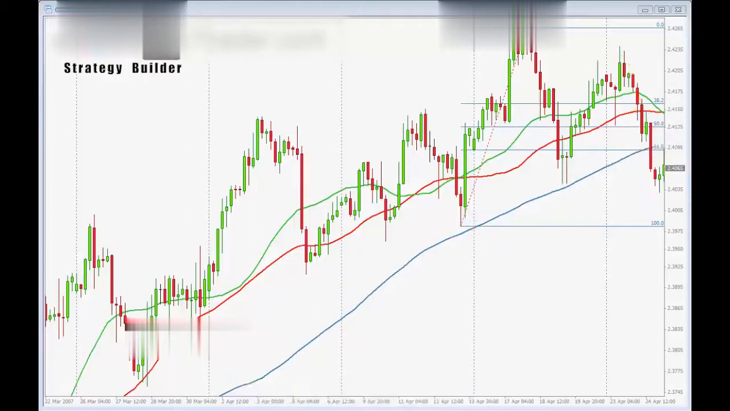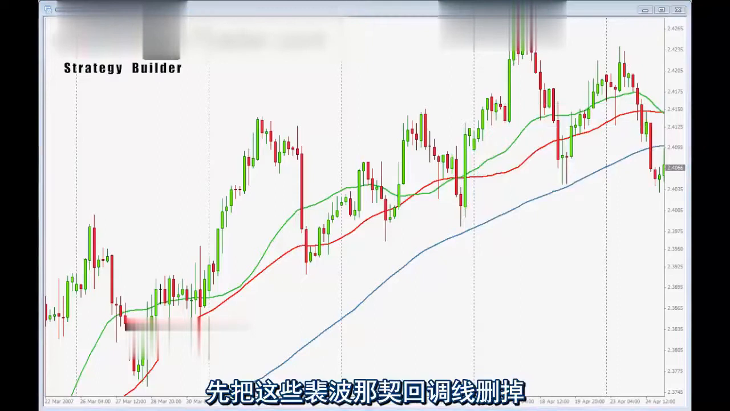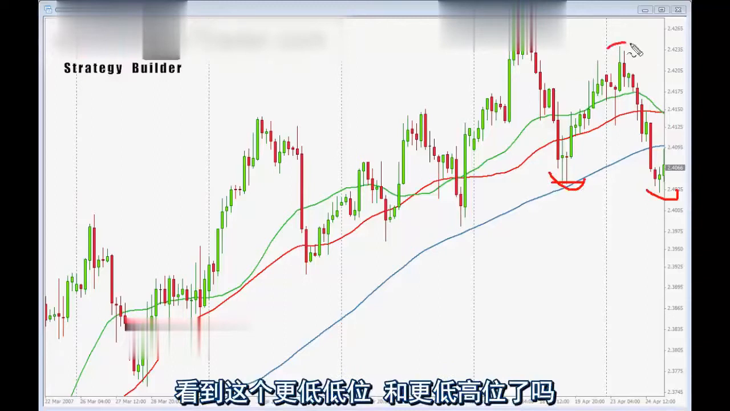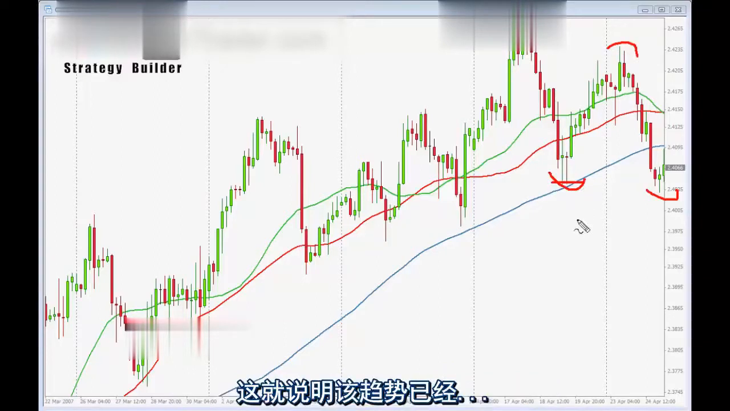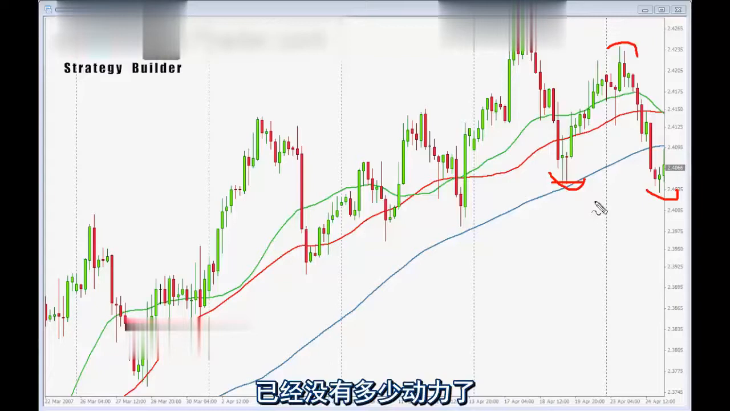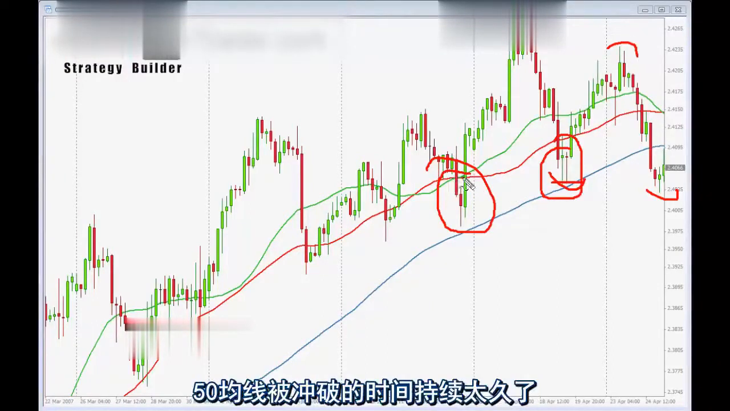All right, and actually, on this, let me take off this Fibonacci retracement. Finally, they make a new low. All right, you see this lower low and a lower high. That signifies that the trend, perhaps it may not be over, but indeed it's weakening. Okay, it's run out of steam, at least for the time being, and we could see that in advance from the previous swings. All right, the 50 simple moving average has been breached for just too long.